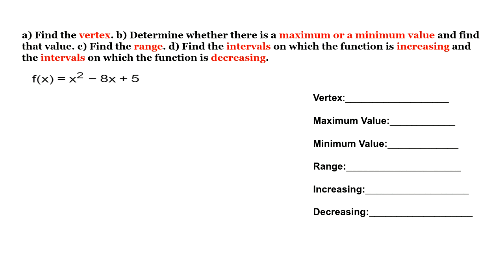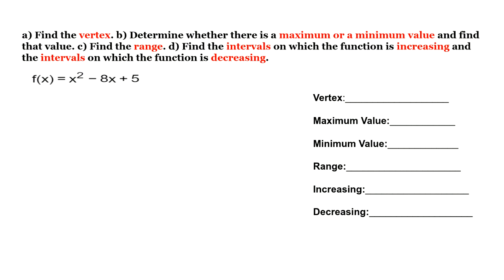In this one, we're going to find the vertex again because we need all the practice that we can get, and maximum or minimum. And then this one's a little different. We want to find the range, and if the function is increasing, decreasing, or the intervals on which it's increasing, decreasing. So you can have increasing and decreasing on the parabola, but you just cannot have a maximum and minimum value. It has to be either one or the other.